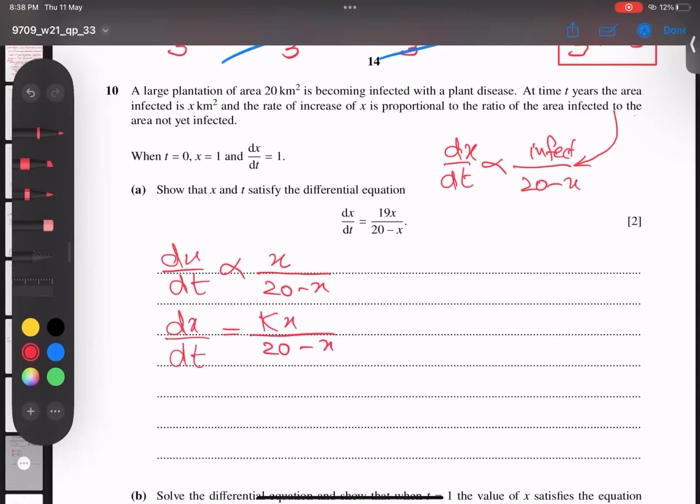And then what to do, students? We have been given some values. I will plug in dx by dt, which I will replace by 1, and the x value is given as 1. So k times 2, 1 is k, and 20 minus 1, I get 19.